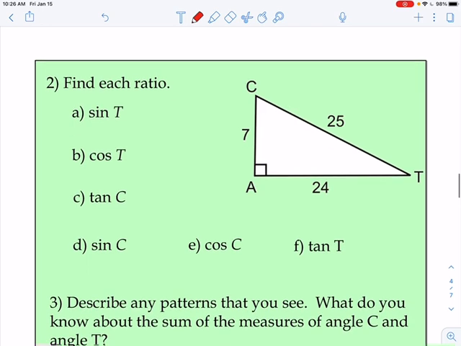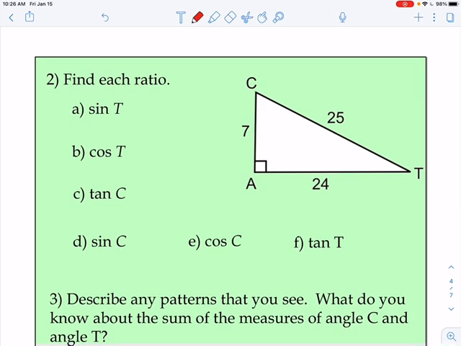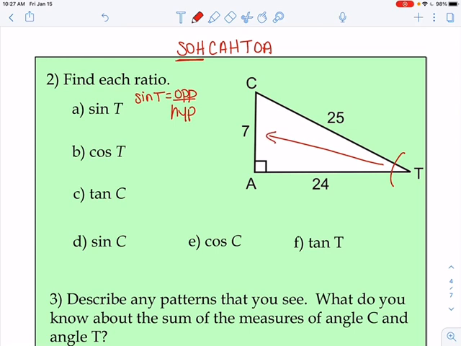Okay, so how are we going to use this? Let's find each ratio. I'm just going to write SOHCAHTOA on the top here so that you can see it. The first thing that I want is the sine of t. I'm going to put an arc through t so I know what I'm talking about, and underline the sine part. So the sine of t is going to equal the side opposite over my hypotenuse. Directly opposite t is 7, and my hypotenuse directly across from that right angle is 25.